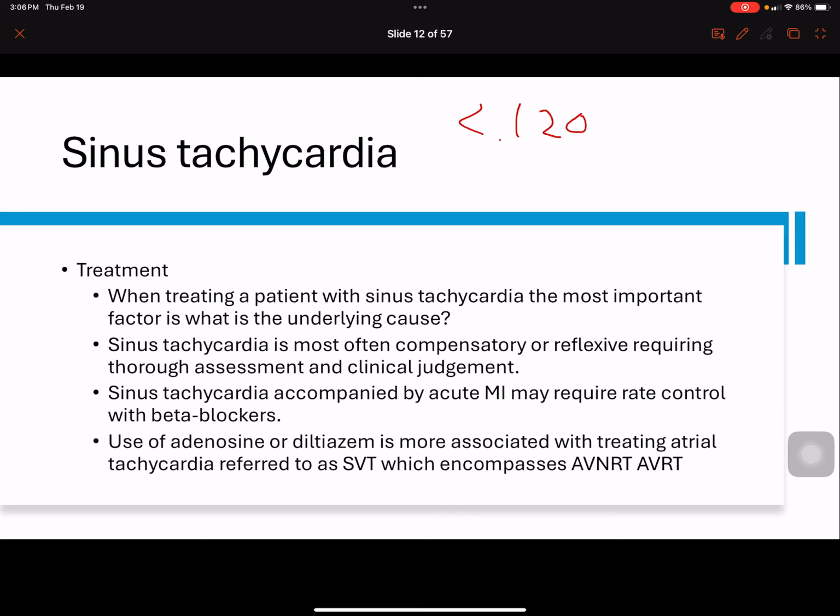However, sometimes they don't convert, and sometimes we need to treat with medications. And so I want to just touch real quick before I go forward that this little tidbit right here, sinus tachycardia accompanied by an MI, should be maybe rate control with beta blockers. Debatable evidence on that now.